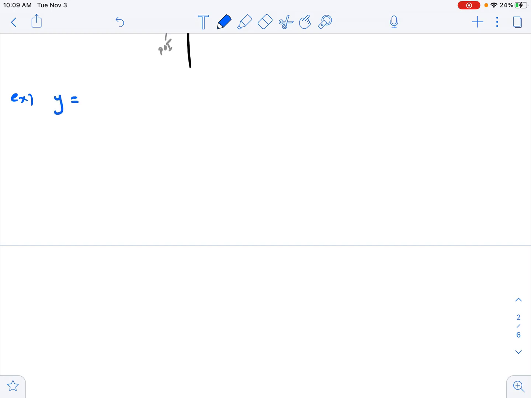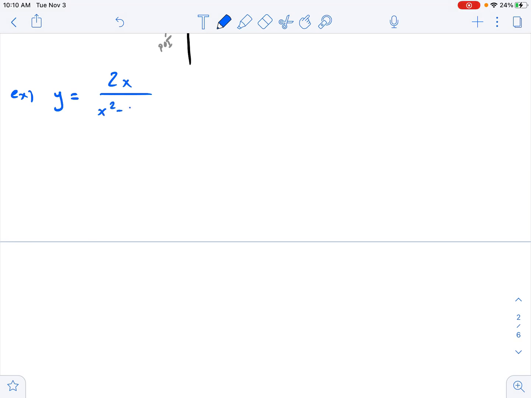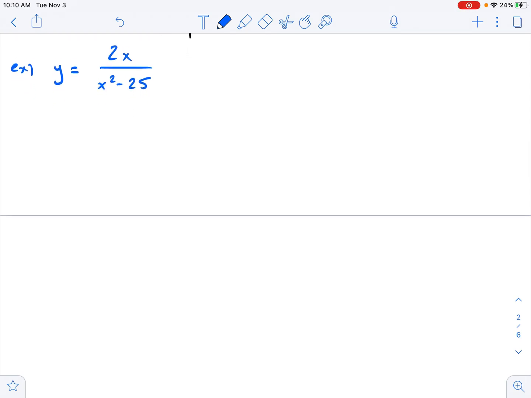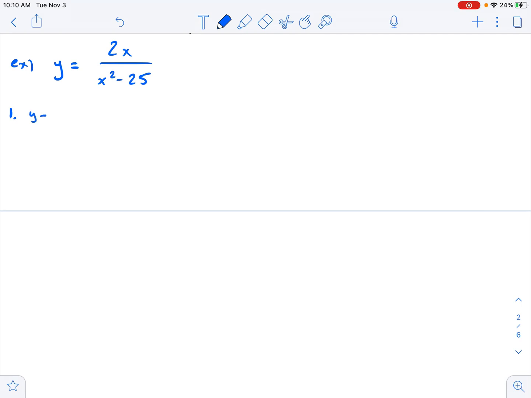So next, let's do y equals 2x over x squared minus 25. Okay, so this is a rational function. We have x's in the denominator. I would expect some asymptotes here. But first is first. Let's find the y-intercept. If I plug 0 in for x, I get 0 over negative 25, which is, of course, 0. So again, the origin happens to be an intercept for this one.